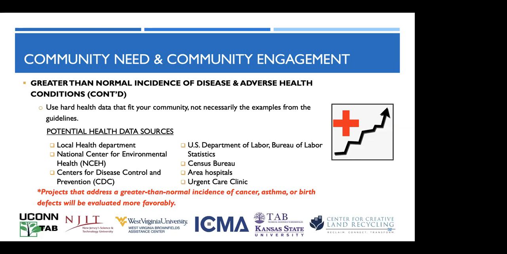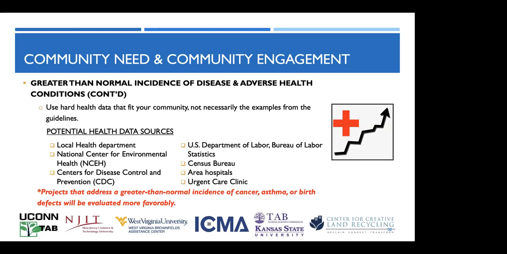So continuing here, this is basically where you talk about where you get the data to support your claims of greater than normal incidence of disease and adverse health conditions. So your basic or typical sources are your local health department. You can go to the National Center for Environmental Health, the Centers for Disease Control and Prevention. You can use the U.S. Department of Labor or Bureau of Labor Statistics, the Census Bureau, but you also might think outside the box a little bit.